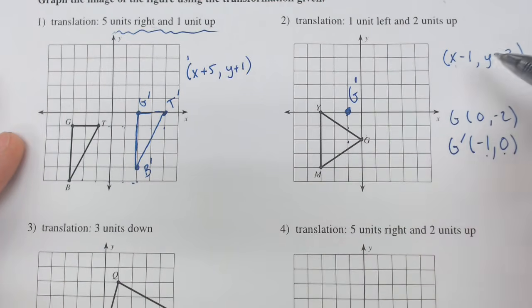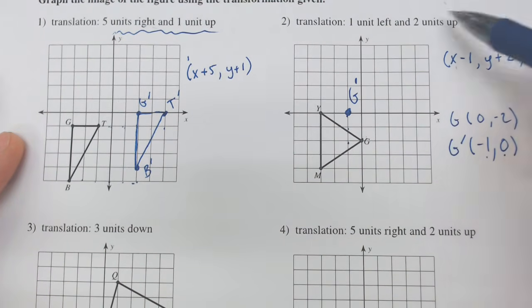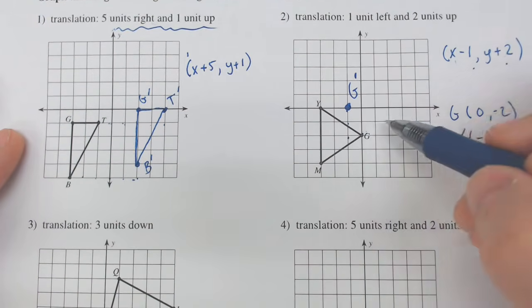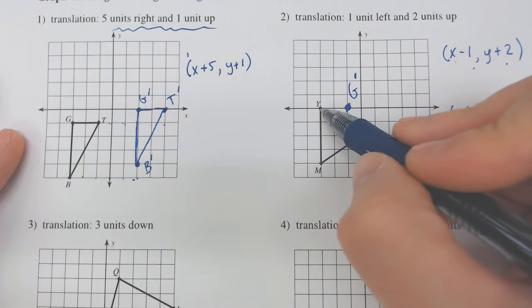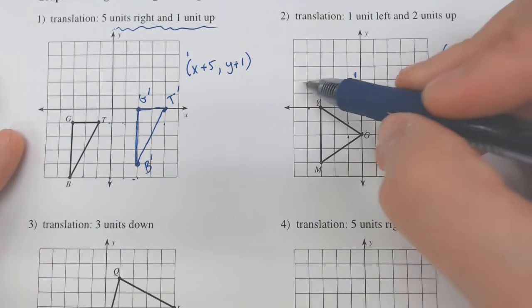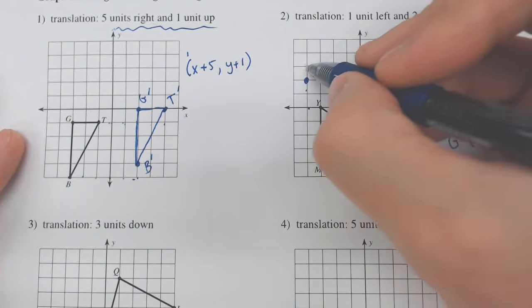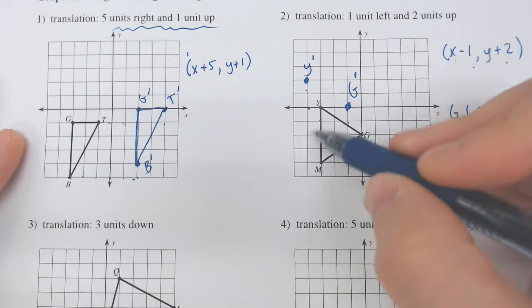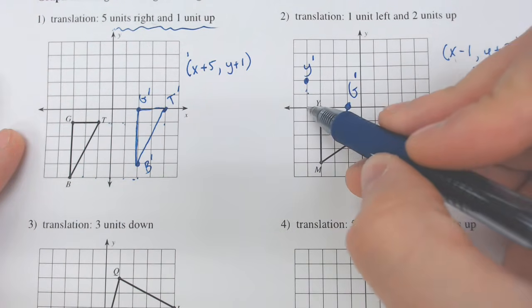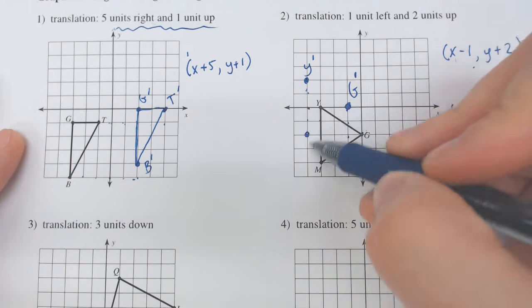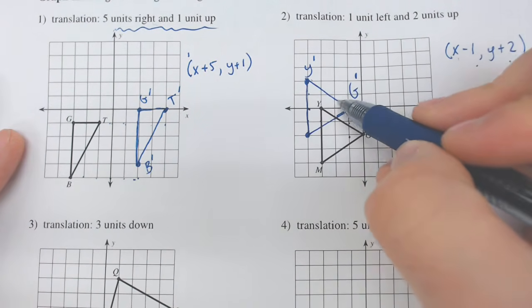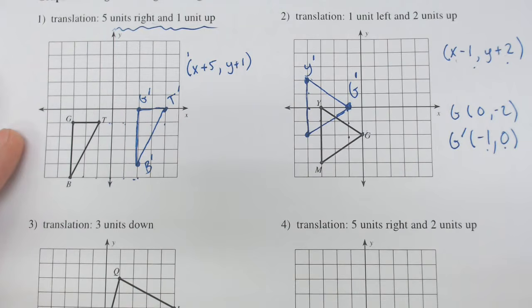So you don't have to do that, but if you only are given coordinates, this is kind of useful to just subtract 1 and add 2 rather than actually graphing the entire thing. So I'm just going to plot the rest of them real quick. We got y has to go to the left by 1 and up by 2. And I know that m is 1, 2, 3, 4 units below y, so I'm just going to go 1, 2, 3, 4 units below y to make that perfect congruent shape. And there we have it.